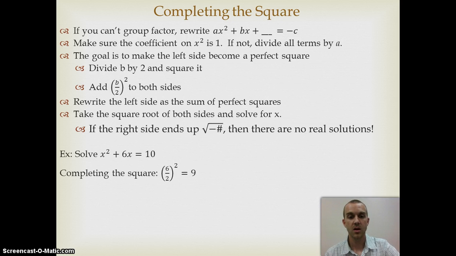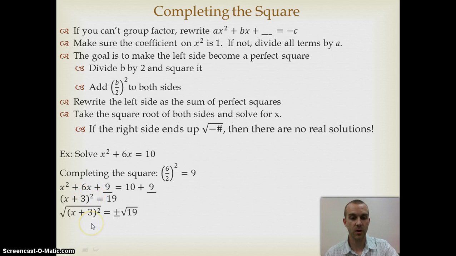I say, okay, well, let me try to complete the square of this left-hand side. I'm going to divide 6 by 2 and then square that. That gives me 9. So if I add 9 to both sides, remember, I've got to do it to both sides because I have to be always keeping things equal on the two sides. If I remember how to factor this, this becomes x plus 3 quantity squared, and then 10 plus 9 is 19.